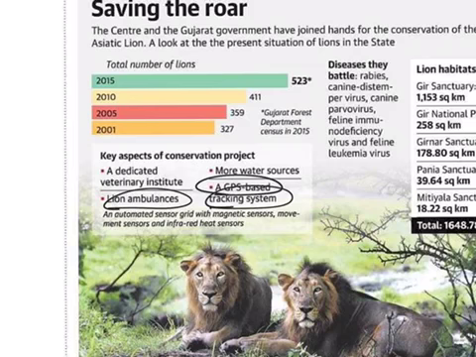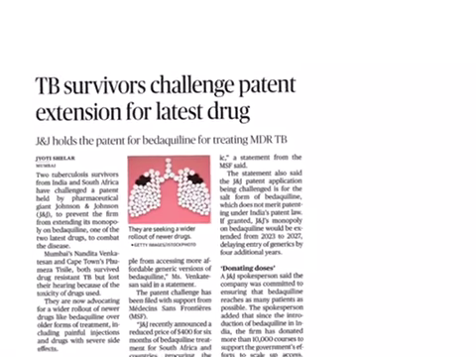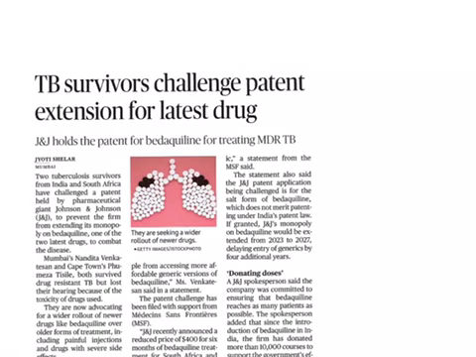The next article is TB Survivors Challenge Patent Extension for Latest Drug. This article comes under GS Paper 2 under the topic of governance, and the subtopic here is issues related to health. Now from this article we are going to see what this patent is.